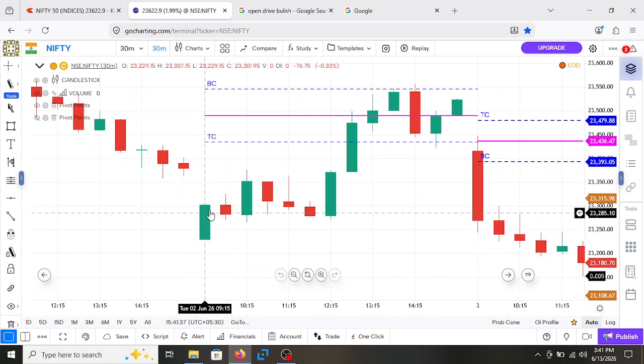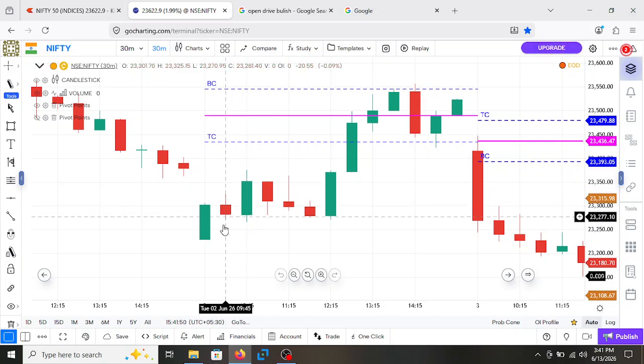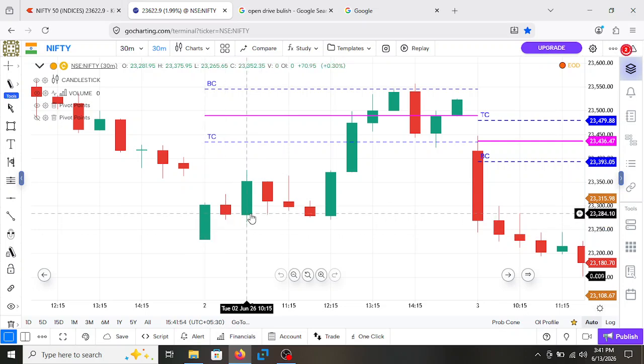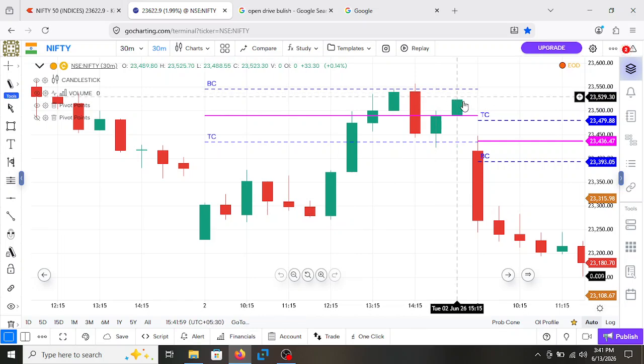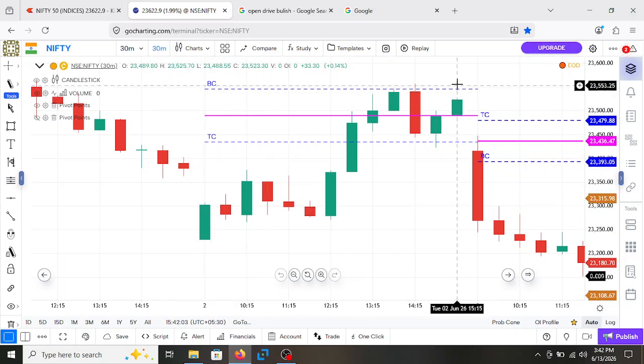For example, on this 2nd of June, after forming the bullish open drive, it waited for the next half an hour and then gave the breakout, which shows the buyers who entered here are in control of the market, and we can see the result here. The market went from low to day high, which is a very good move for an intraday.